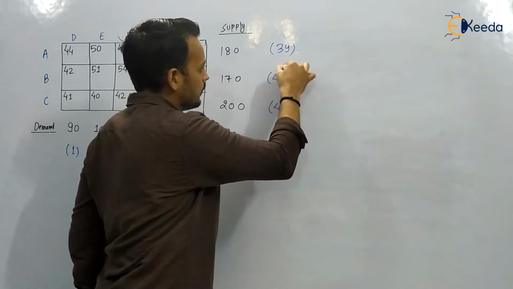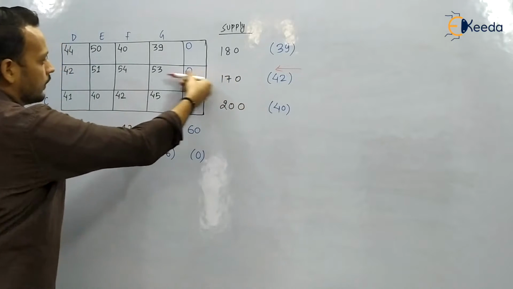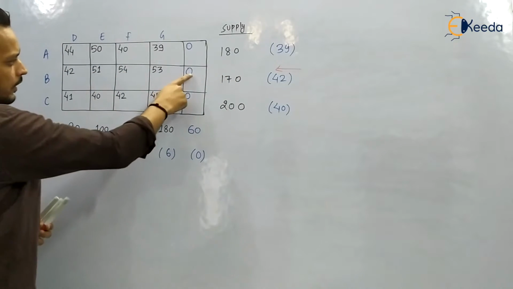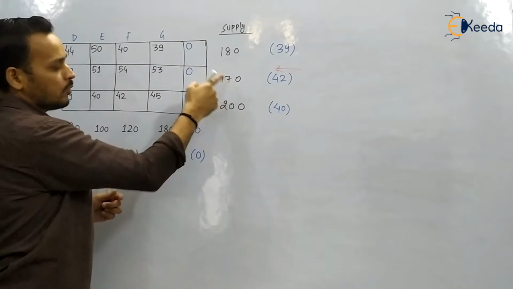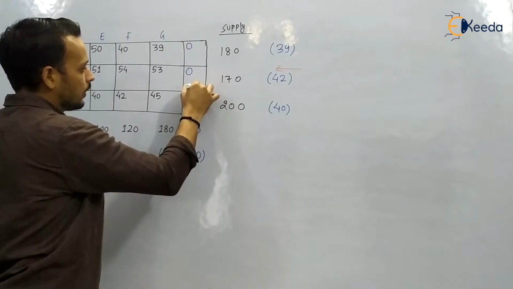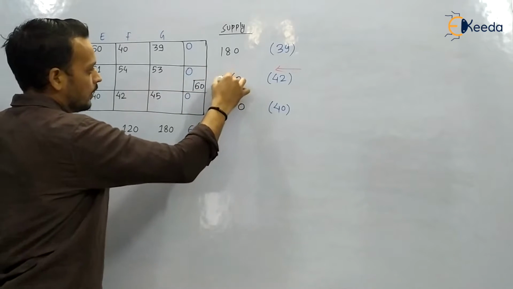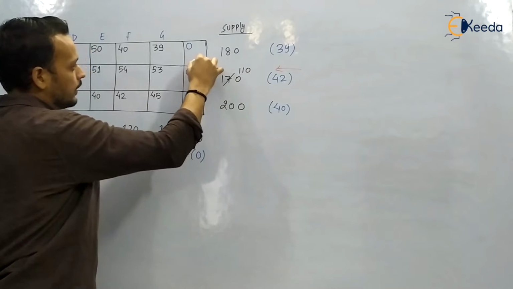The highest is this 42, so we will allocate the items in this row. We will go to the minimum. This requires how many units? 60. We have 170, so we can give it 60. So here it will be 0 and it will be left with 110. So both will be cancelled.